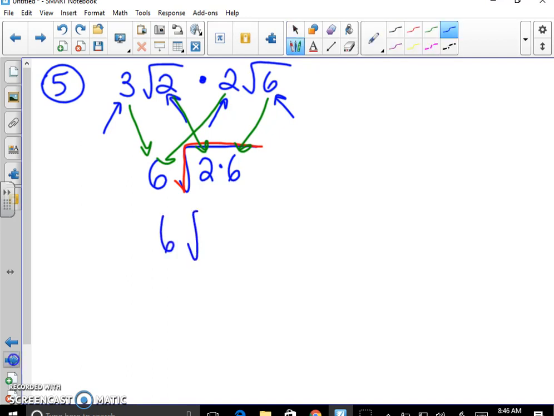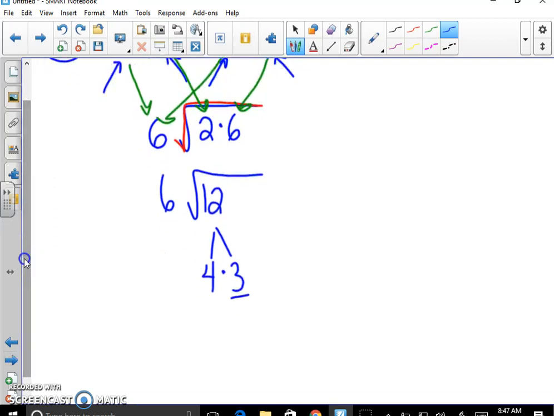6 is good to go. We can simplify 2 times 6. That's just 12. Now, this might look like we're done, but we have to ask ourselves, can we break down 12 into any roots? Can we take the square root of any factors of 12? And yes, we absolutely can. 12 is broken down to 4 times 3. 3 is done, can't break that down. 4 can be 2 times 2. We're looking for a square root, so we're looking for groups of 2.